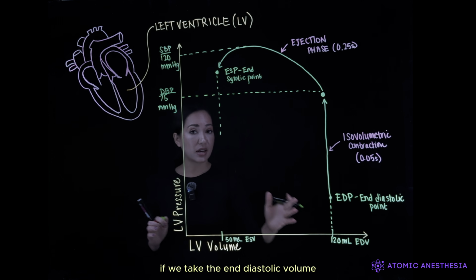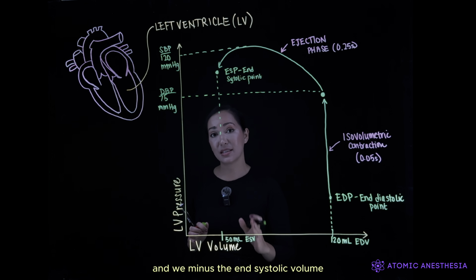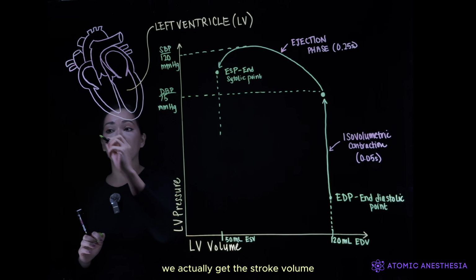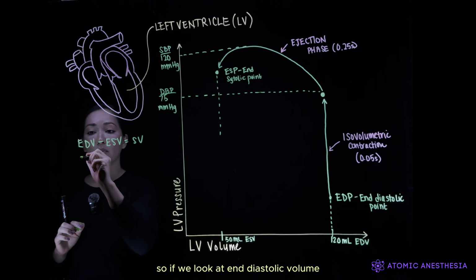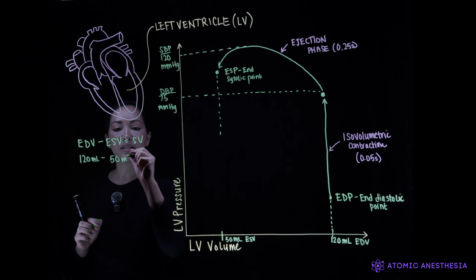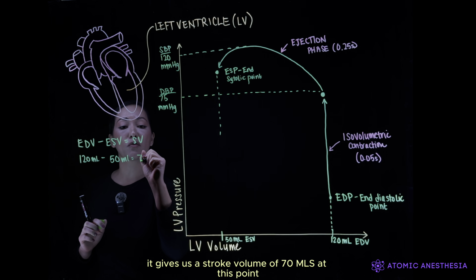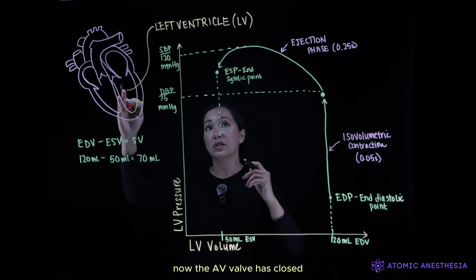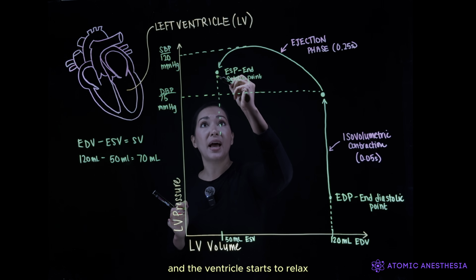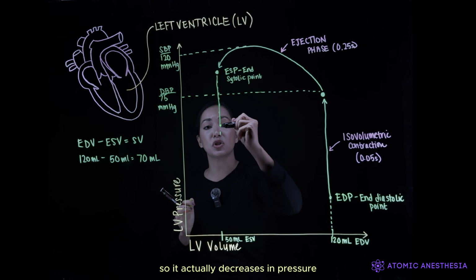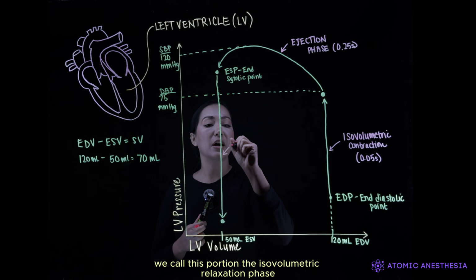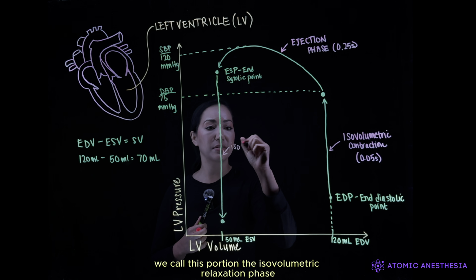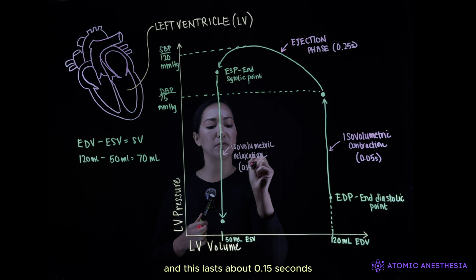If we take the end diastolic volume and subtract the end systolic volume, we get the stroke volume. So if we look at end diastolic volume, which is 120 mLs, minus 50 mLs, it gives us a stroke volume of 70 mLs. At this point, the aortic valve has closed and the ventricle starts to relax, so it decreases in pressure. We call this portion the isovolumetric relaxation phase, and this lasts about 0.15 seconds.